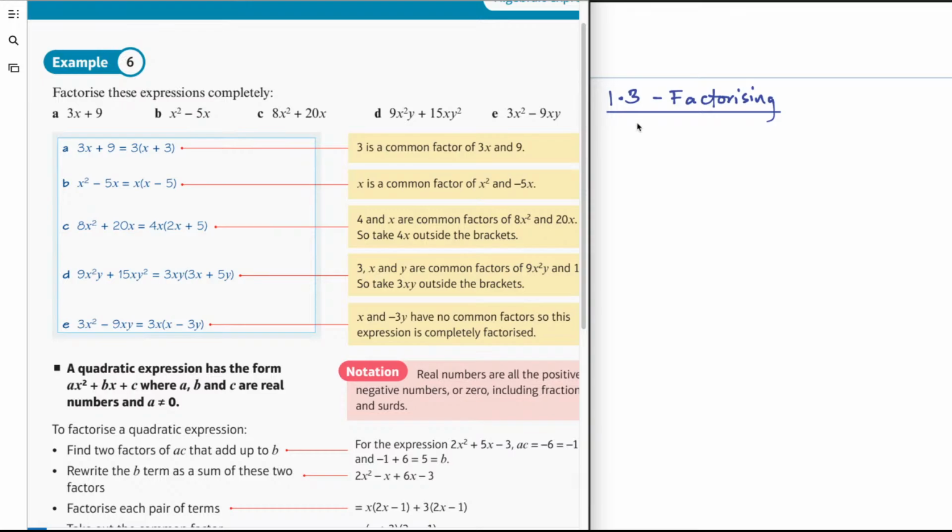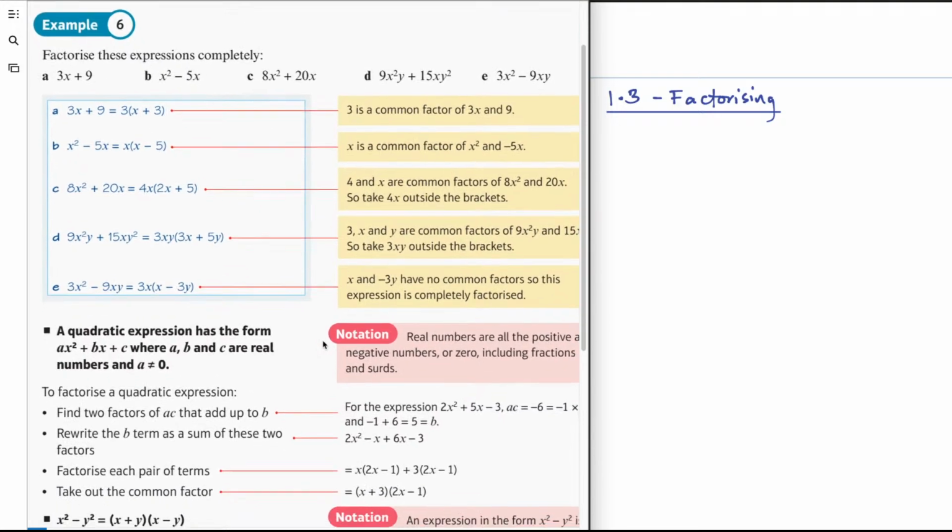So section 3 of chapter 1 is factorizing. Nothing new here. You should be able to factorize expressions like this, and they give some examples. So 3x + 9 factorizes to 3(x + 3). Then you can have more complicated ones like 3x^2 - 9xy. The common factor there is 3x, and then you are left with (x - 3y) in the brackets.